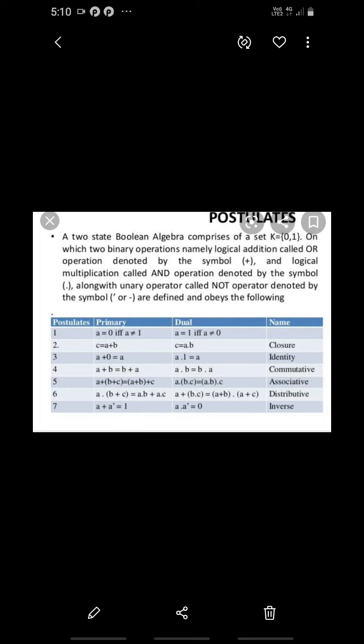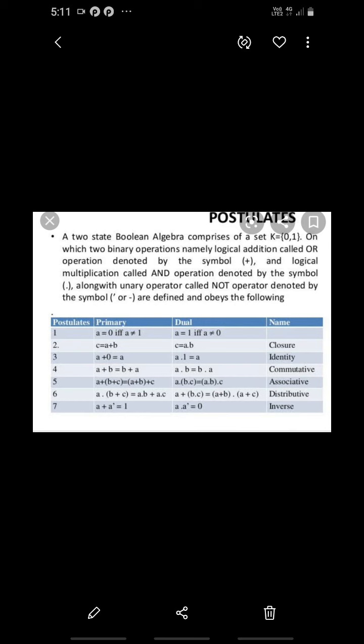So, different postulates in Boolean algebra. A two-state Boolean algebra is defined on a set K equal to {0, 1}, on which two binary operations are defined: logical addition, called the OR operation, denoted by the symbol plus, and logical multiplication, called the AND operation, denoted by the symbol dot, along with the NOT operator, denoted by a bar. They obey the different postulates of Boolean algebra.